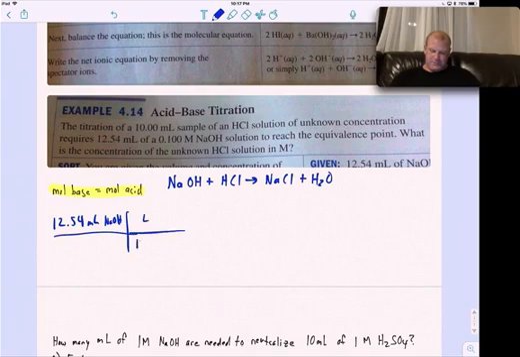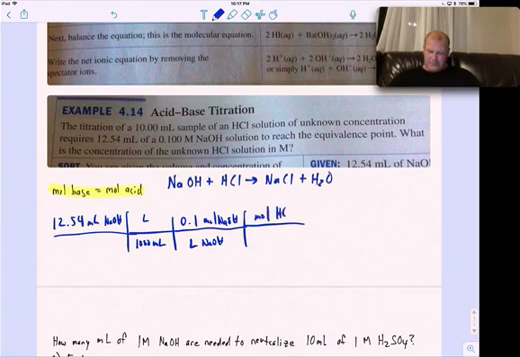So liter, 1,000 milliliters. And then we have 0.1 mole NaOH per liter NaOH. And now we have mole HCl per mole NaOH, because there's a 1-to-1 molar ratio there.